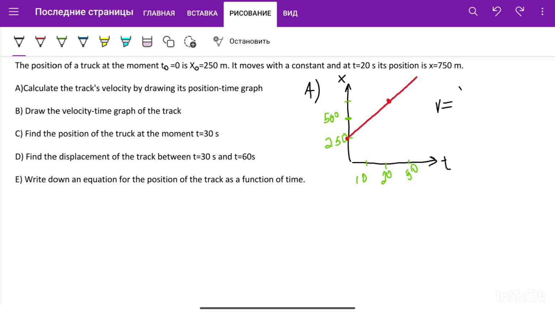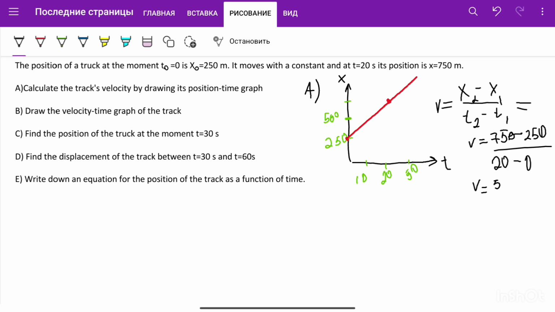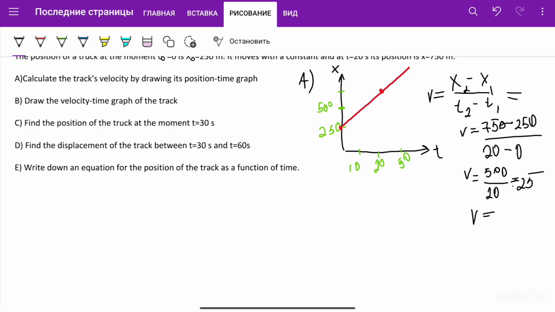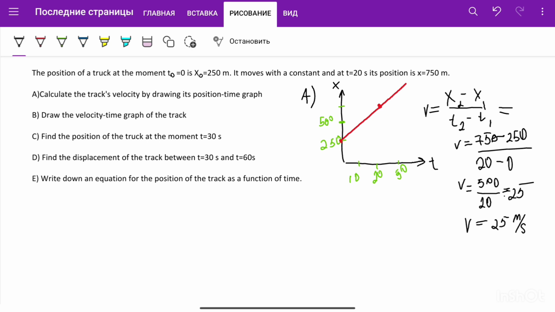To calculate the velocity, we need to take the covered distance and divide it by time. The first point is at time 0 and 250 meters, and the second point is 750 at time 20 seconds. So at the second point, time is 20, and at the first point, 0. 750 minus 250 is 500. If we divide by 20, we will get 25. The answer for the first question is 25 meters per second. The velocity is. The second question asks to draw the velocity time graph.